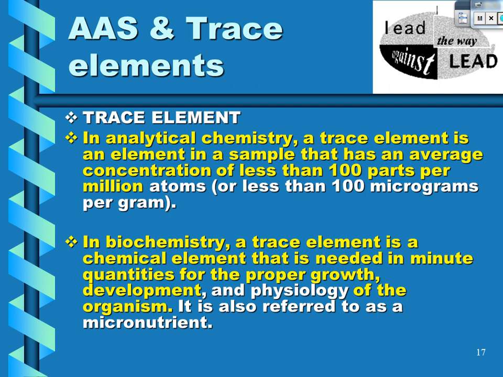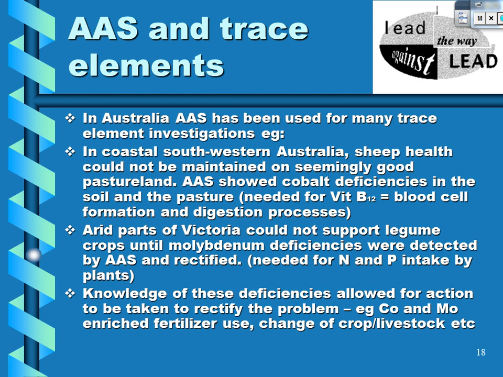So moving on to AAS and trace elements, or what is a trace element? So in analytical chemistry, a trace element is an element in a sample that's got an average concentration of less than 100 parts per million, or less than 100 micrograms per gram. In biochemistry and biology, a trace element is a chemical element that's needed in minute quantities for the proper growth and development of the organism. So we usually use in chemistry less than 100 parts per million is called a trace element. That's clearly a very low concentration, 100 parts per million. And so it wasn't until the invention of AAS that we could really study the effects of these trace elements.